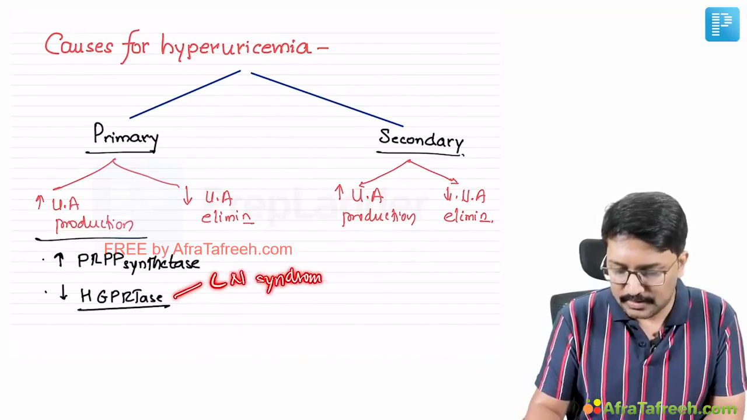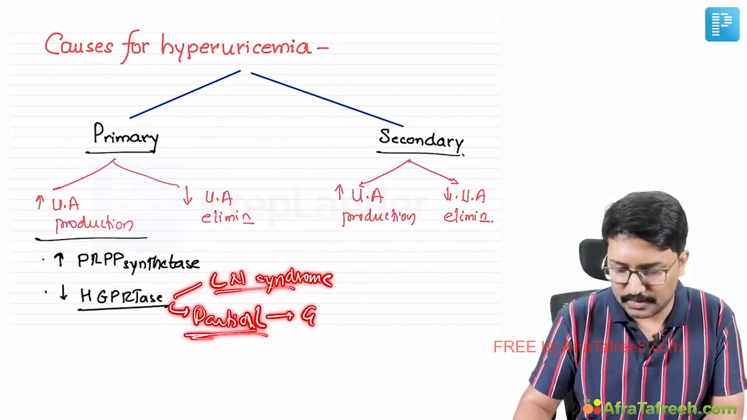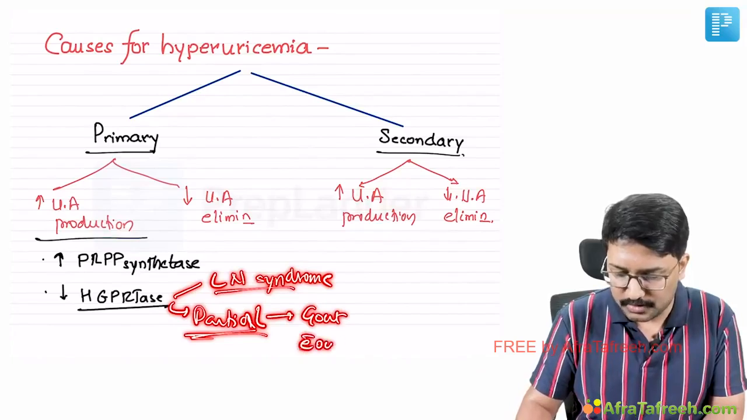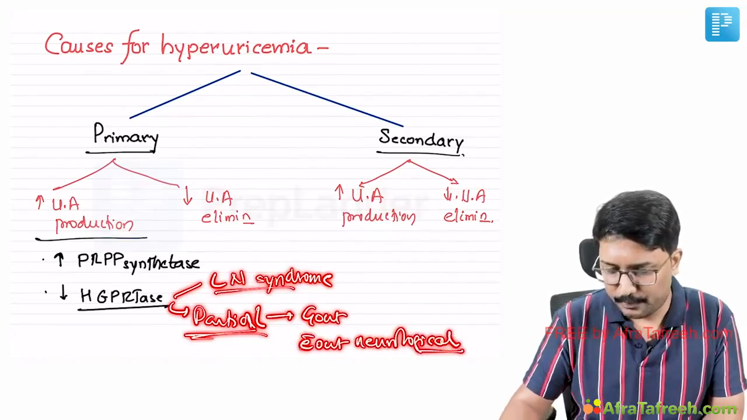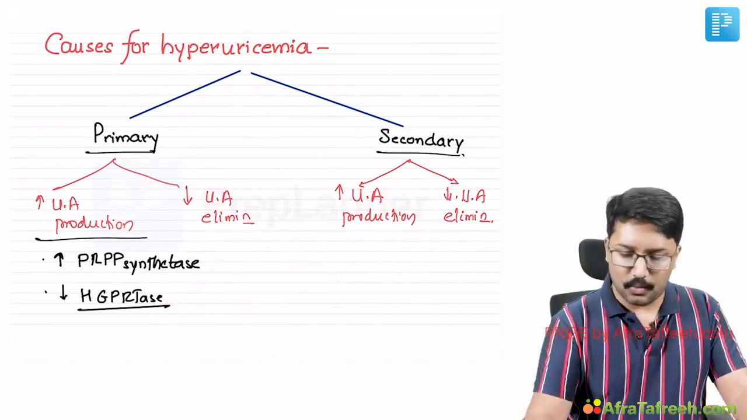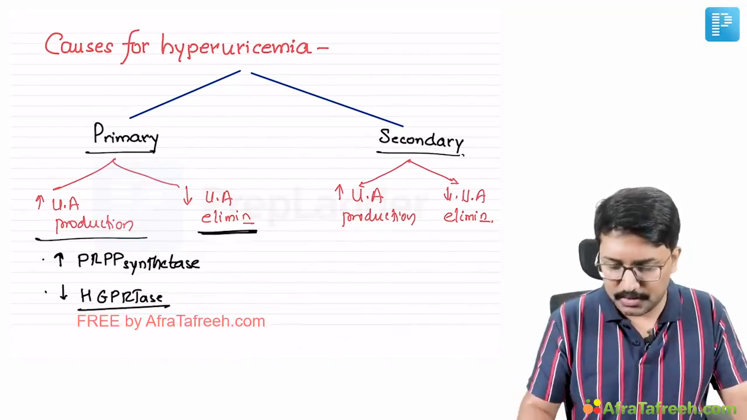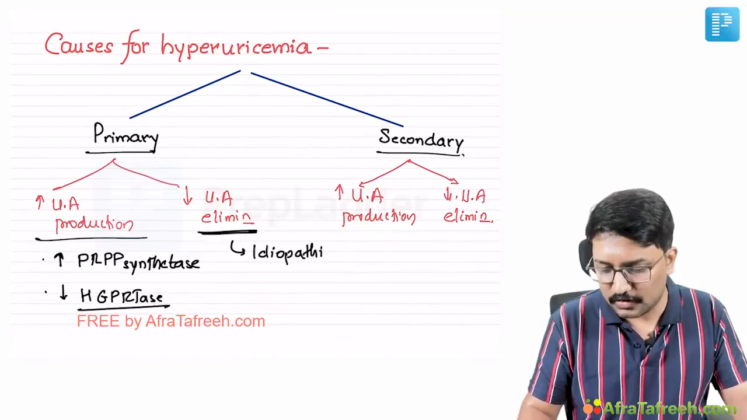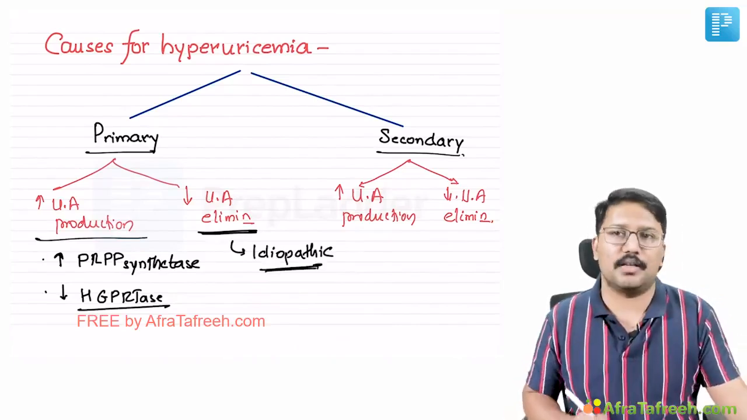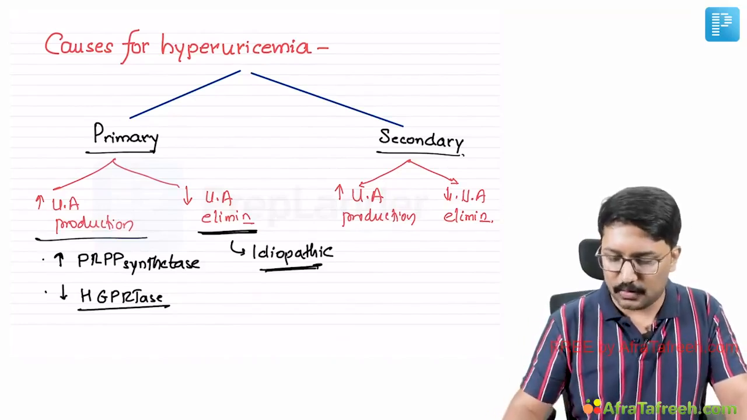Then when it is partial, it is usually associated with gout without neurological manifestations. We have to recognize this. Now, what are the causes for primary decreased uric acid elimination? As I've already told you, it is idiopathic. If you have a kidney disease identified as a cause for decreased uric acid elimination, you will call it secondary. Now coming to the secondary causes.